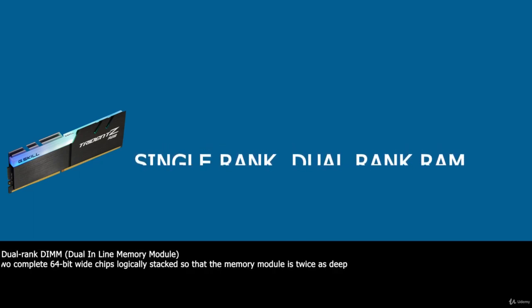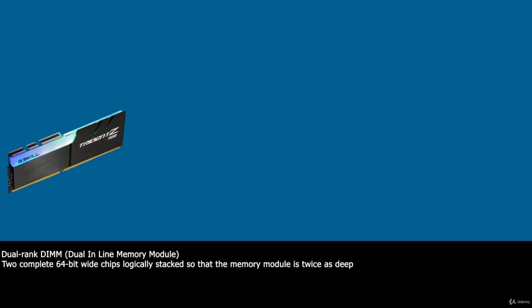Physically, the main memory in a system is a collection of chips or modules containing chips that are usually plugged into the motherboard. These chips or modules vary in their electrical and physical designs and must be compatible with the system into which they are being installed to function properly. A dual-rank DIMM has two complete 64-bit wide chips logically stacked so that the memory module is twice as deep. This requires chips to be on both sides of the module. Therefore, the term double-sided often indicates that a module has two ranks, often shown as 2R on the RAM chip. Single-rank modules, often known as 1R, have chips physically mounted on one side of the memory module.